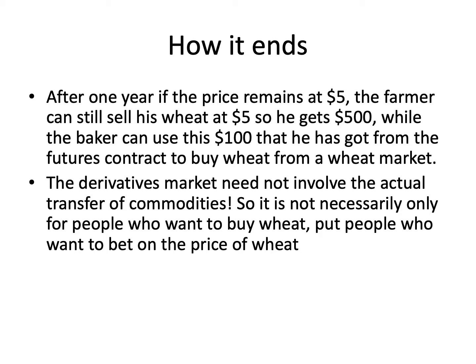How does it end? After 1 year, if the price remains at $5, the farmer can sell his wheat at $5, so he gets $500, while the baker can use the $100 that he's got from the futures contract to buy wheat from a wheat market. The derivatives market need not involve the actual transfer of commodities, so it's not necessarily only for people who want to buy wheat or sell wheat, but also for people who want to bet on what the future price of wheat might be.